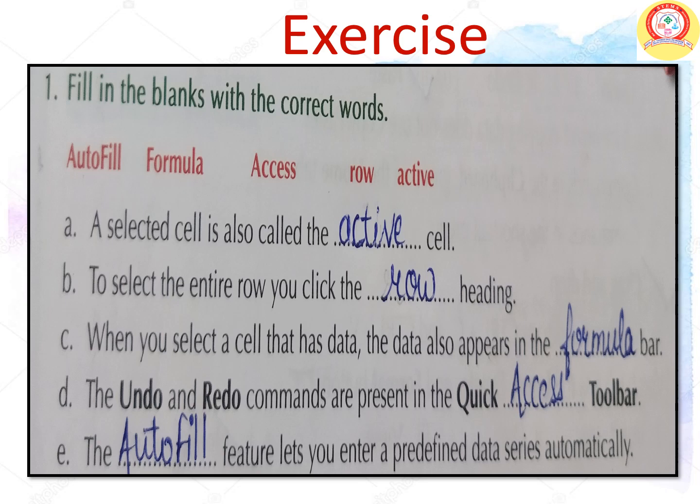Okay, children? D1, the undo and redo commands are present in the quick dash toolbar. That is a quick access toolbar. Now the next E1 is children. The dash features lets you enter a predefined data series automatically. That is auto fill. Okay children. Now children, let's move to question 2.